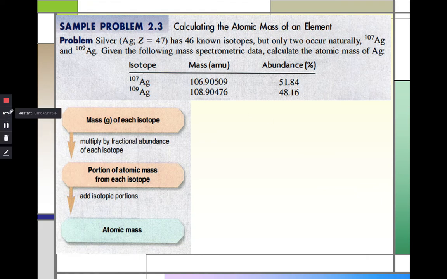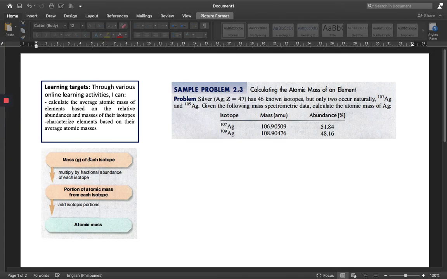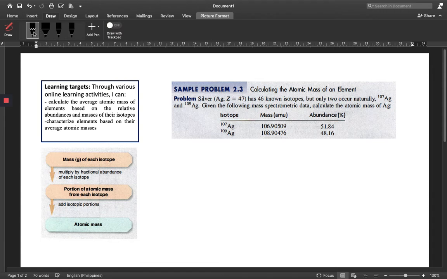And let me switch a module. All right, so in here we have a sample problem from Silberberg, okay, detailing how we can get the relative atomic mass of silver using their isotopes. All right, so let's have drawing first, okay?